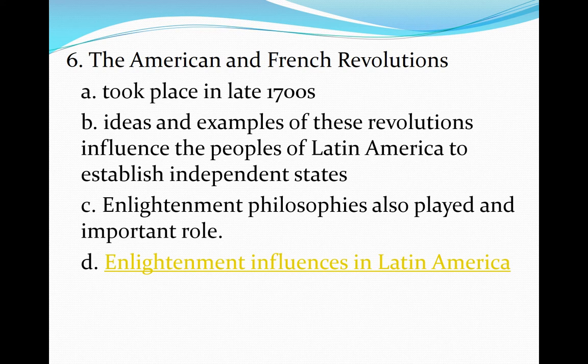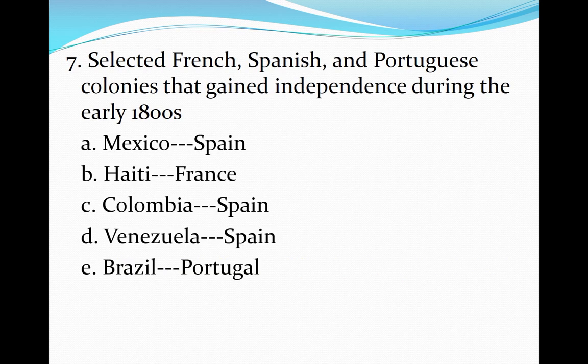And the Enlightenment philosophies are going to play a major role in the thinking of these people in this area, and it's going to really actively push them towards their own revolutions and independence movements as well. So during the early 1800s, you're going to have select French, Spanish, and Portuguese colonies that are all going to basically push for their own independence in some way or the other, right?